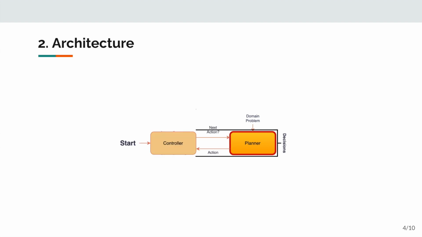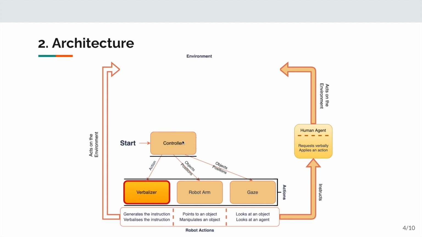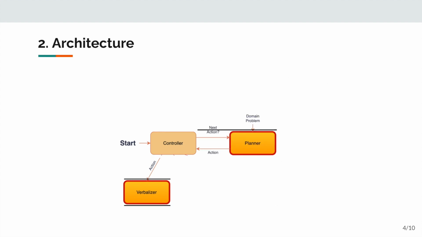Now, everything starts with the controller, which requests what action to do next from the planner. It also requests the perceived current state of the environment. And then with this information, the robot either applies the action or instructs the human agent to do so. And the loop continues until the shared task is complete. Now, our focus is mainly on the planner and the verbalizer modules.